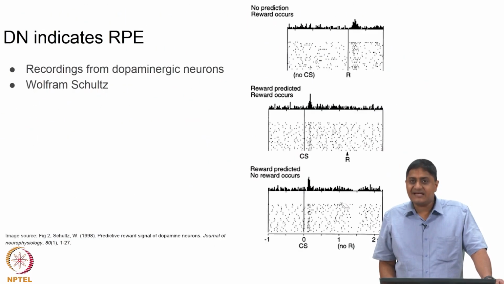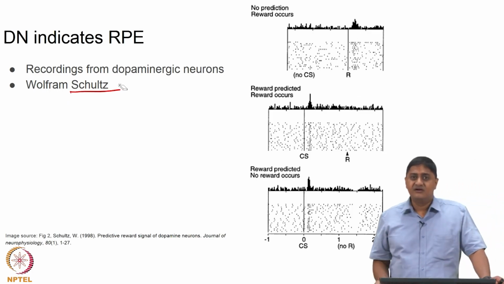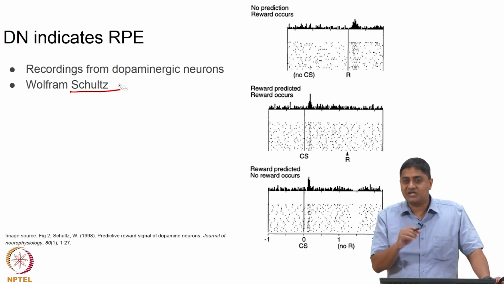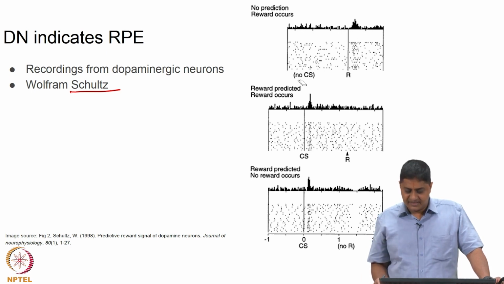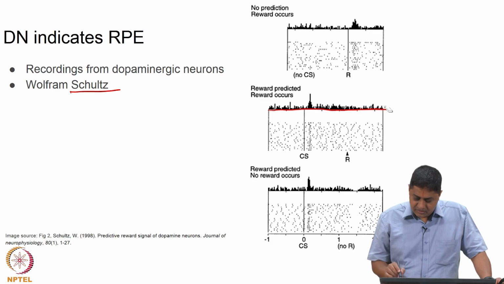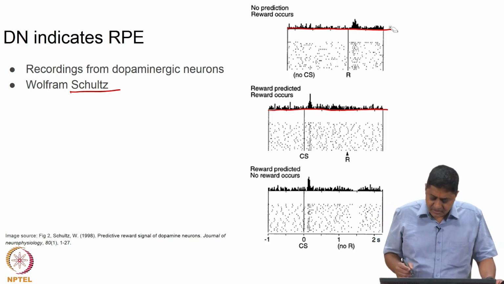Here are the beautiful classic experiments from the group of Dr. Schultz, right. These are recordings from dopaminergic neurons, and each dot here represents one dopaminergic neuron's action potential or activity, whether a neuron was active or not. The x axis here is time, the y axis represents the number of neurons that are active at a given point in time, and the bars above that line represent the cumulative number, the total number of neurons that were active essentially, right.